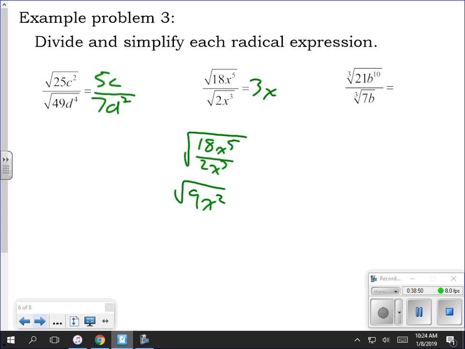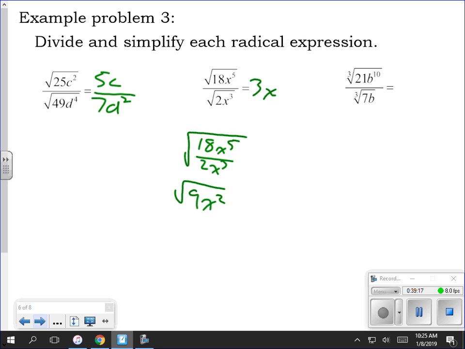I look at the next one, cube root of 21b to the 10th over 7 cube root of 7b. I'm doing the same thing. I'm simplifying first. Now, do you believe me that I can skip the step of writing this one radical first and just go ahead and divide? They're both cube roots. I can just divide the numerator by the denominator and put 1 cube root there.